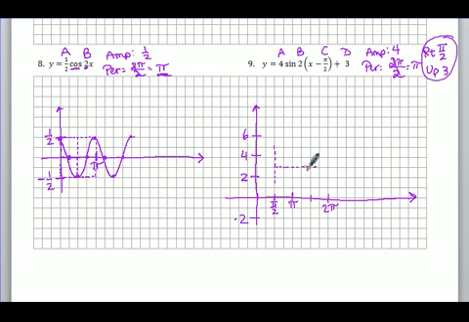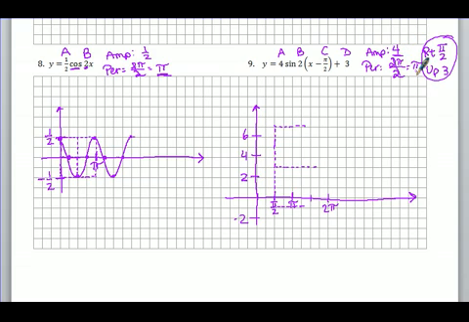From here, I'm going to look at my amplitude, which is 4. So from the middle, I'm going to count up 1, 2, 3, 4. So that's going to be the top of my graph. And then from the middle, I'm also going to count down 4. 1, 2, 3, 4. So that's going to be the bottom of the graph.